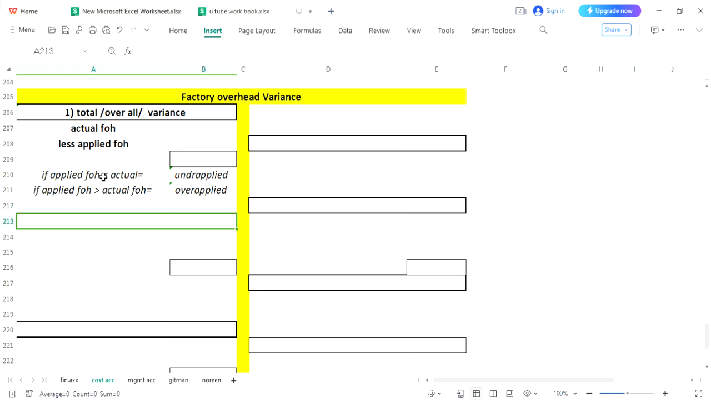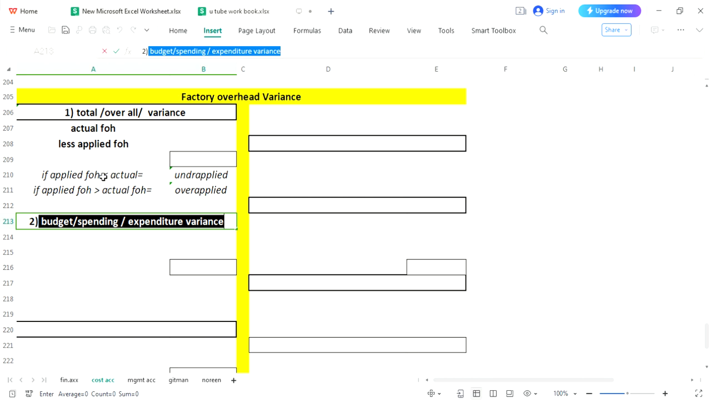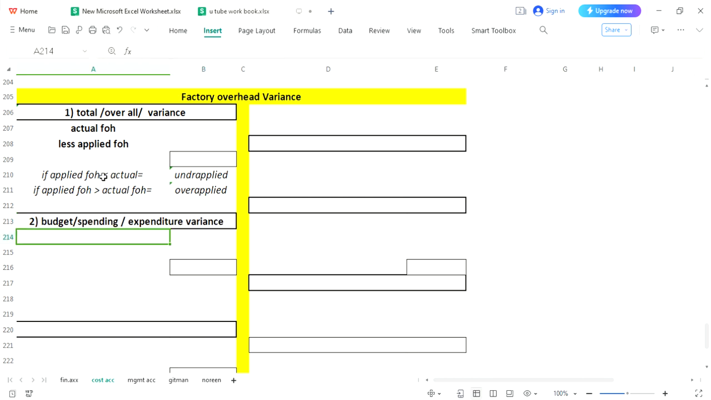Okay, the second variance which you will calculate is budget variance. It is also called spending variance or expenditure variance. It is a relationship between budget and actual FOH. So you will write budget FOH and then actual FOH, and over here you will calculate the variance, which would be the difference between actual and budget. Finally, you will conclude by focusing upon actual.